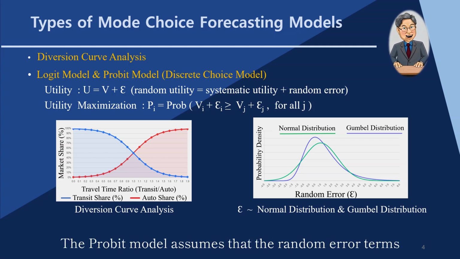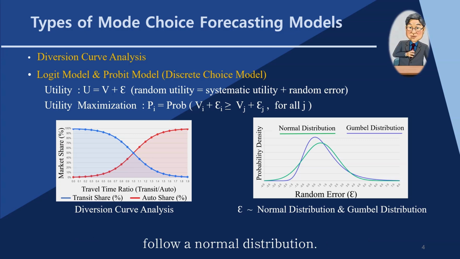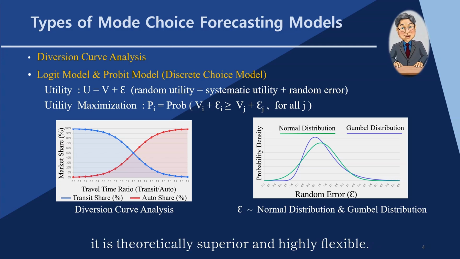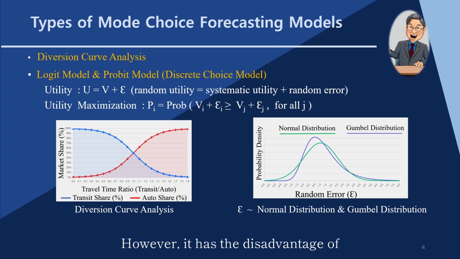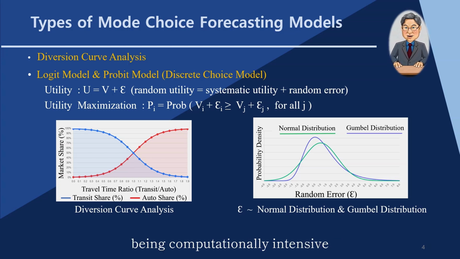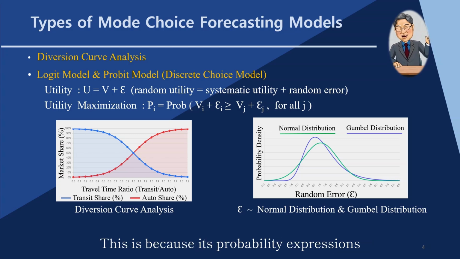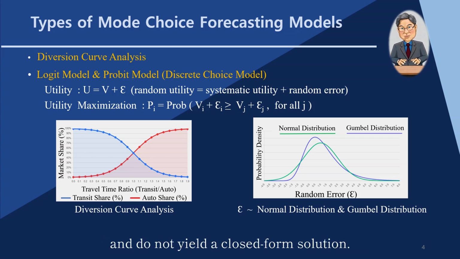The probit model assumes that the random error terms follow a normal distribution. By allowing for correlations among random error terms across alternatives, it is theoretically superior and highly flexible. However, it has the disadvantage of being computationally intensive and having a highly complex calibration process. This is because its probability expressions take an integral form and do not yield a closed-form solution.